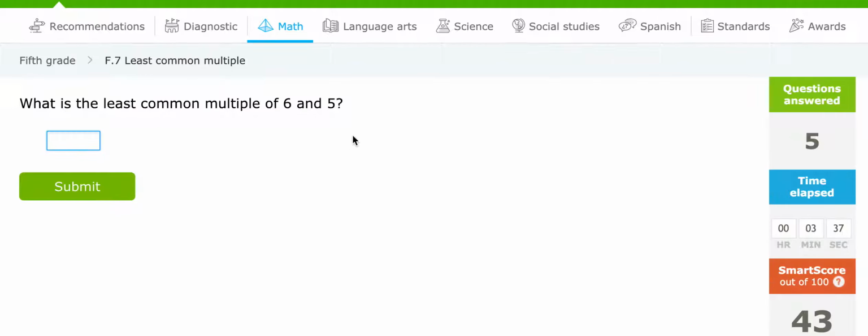Multiple of 6 and 5. 6 is going to be 2 times 3, so I need one 2 and one 3. And 5 is saying I need one 5. So I need one 2, one 3, and one 5, which is 30.